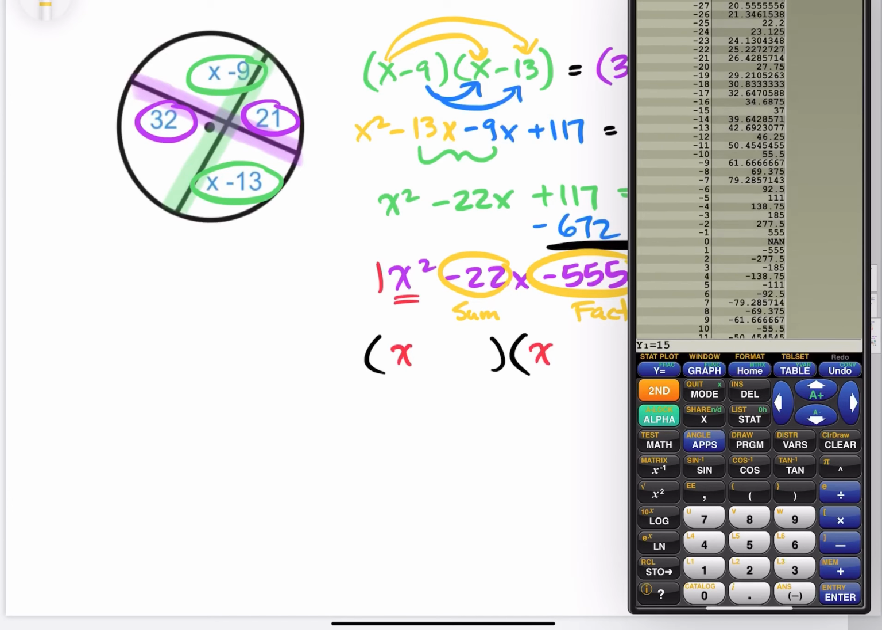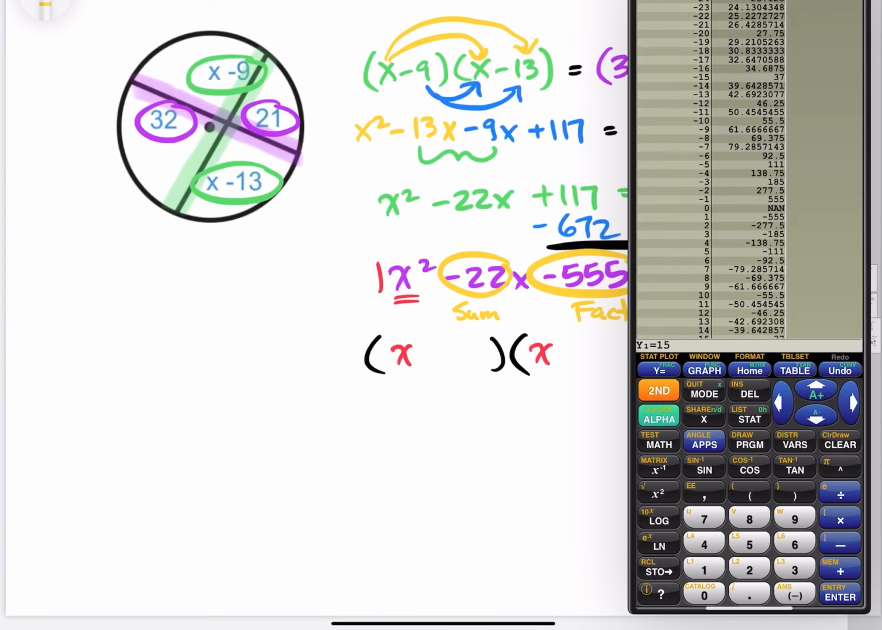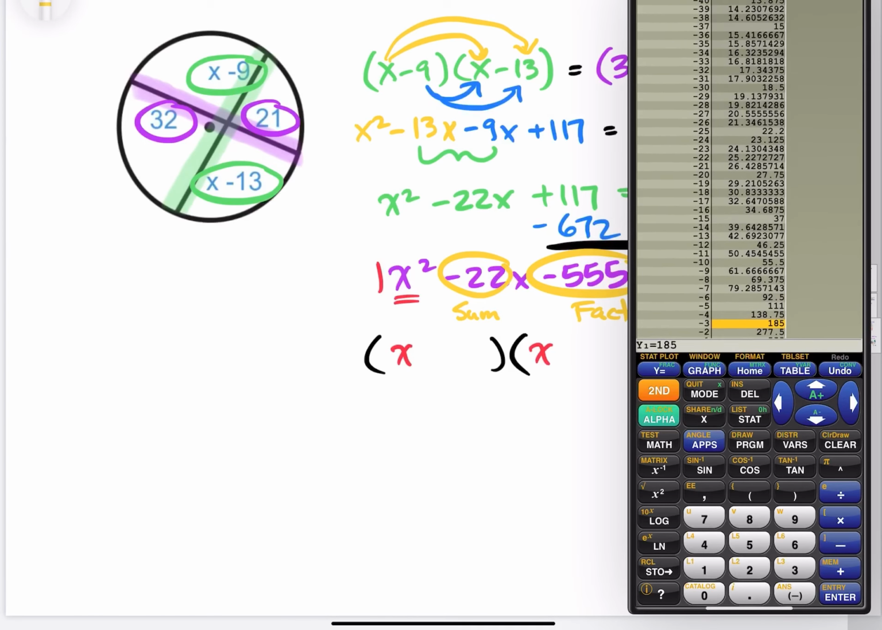Let's take a look at what we have here. So for example, we have negative 1 and 555. So that's obviously negative 555. So I want to find one pair that's going to add up to negative 22. So negative 3 and 185, that gives me negative 555 when I multiply, but that's obviously not going to add up to negative 22. So I'm going to scroll around and look for a pair that adds up to negative 22. So here we've got negative 37 and 15. Well, negative 37 times 15 will get me that negative 555. And if we add them, well, that's negative 22.